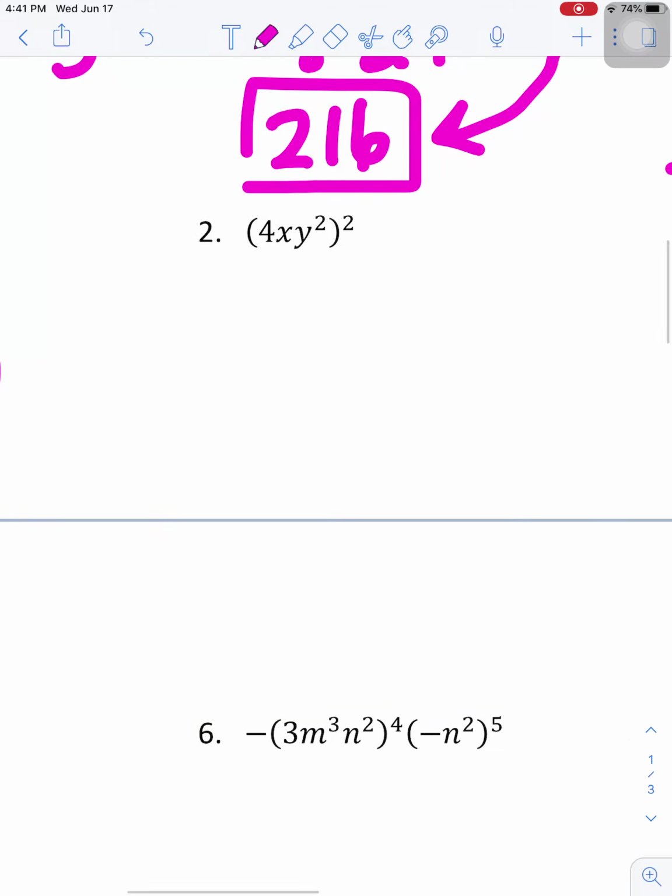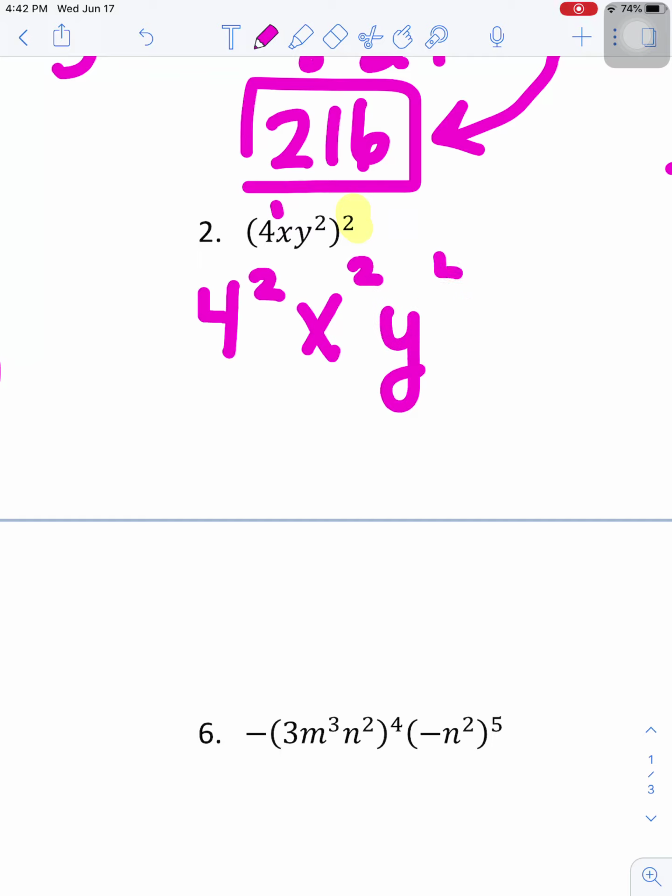All right, number 2. You have the quantity of 4xy squared raised to the second power. So because we have that parentheses and that exponent of 2 outside of it, that means everything inside it needs to be raised to the second power. So you're going to keep the base, multiply the exponents in all cases. So this would give you 4 to the second power, because the 4 initially had an exponent of 1 if there's nothing there. So 1 times 2 is 2. X would also be to the second, and y would then be to the fourth, because 2 times 2 would be 4. Now in this case, we have this 4 squared.